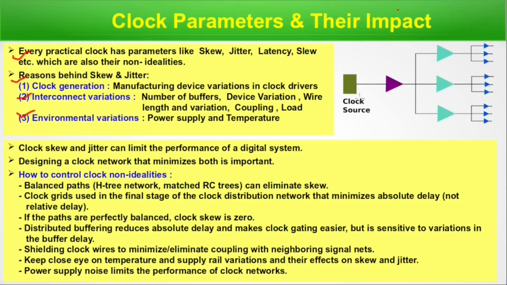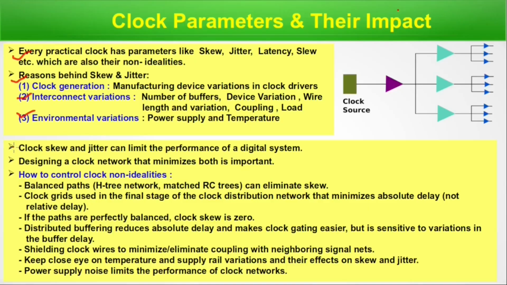In a practical system, when we are manufacturing clock sources, there are differences, so obviously their performance will have differences. Now, in the clock network, interconnect variations are there. One clock is going, and depending on the buffers, how many devices are connected and their variations and wire length variation, all things are taken into consideration. We have to consider all the things.